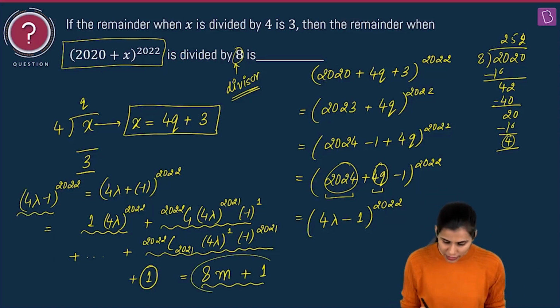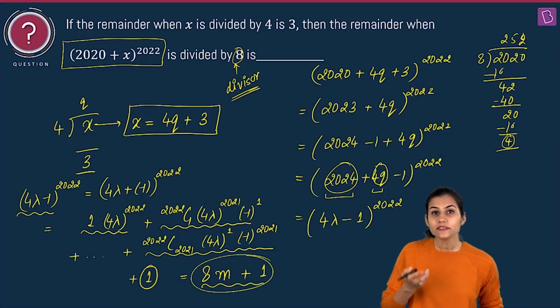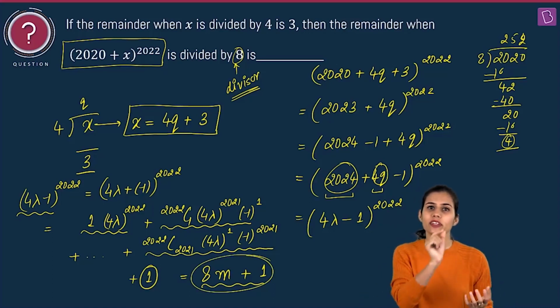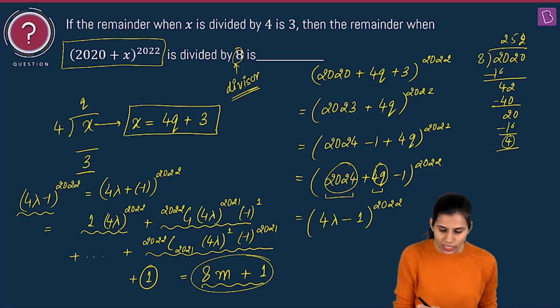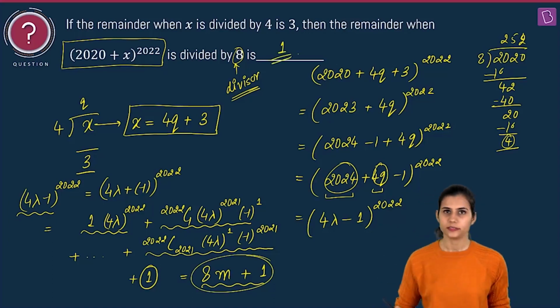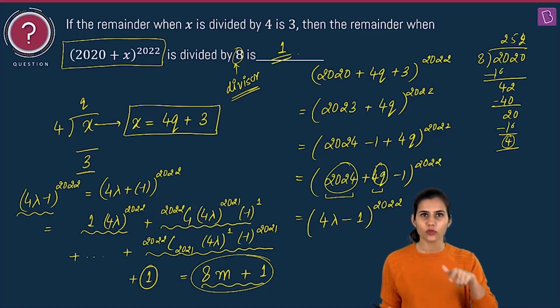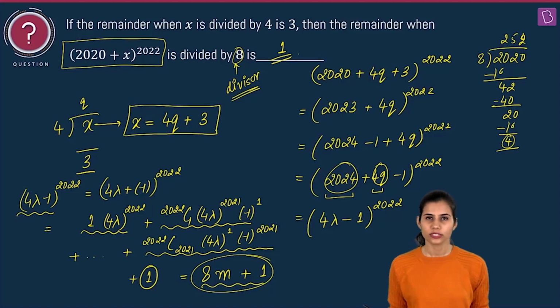Now 8m plus 1, you have to comment upon what remainder it leaves when divided by 8. It's but obvious. 8m plus 1 when you divide by 8 will leave the remainder 1. 1 is your final answer. So I hope you got the methodology which I used to tackle this question, because this is what is supposed to be replicated whenever you get a question on this ground. Cool?